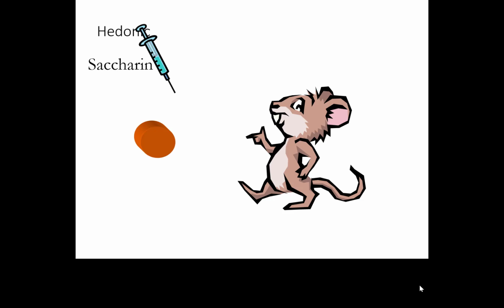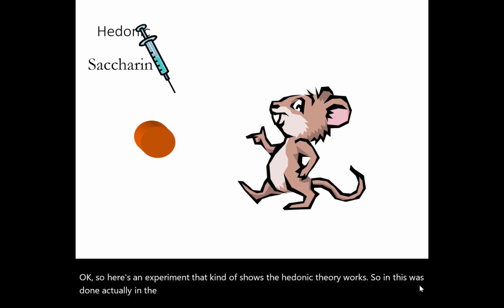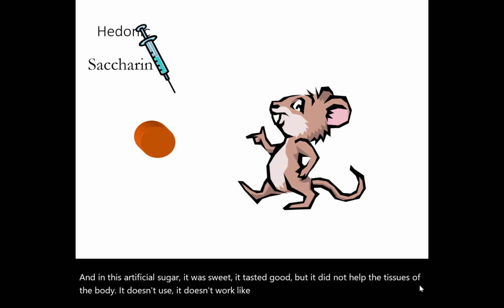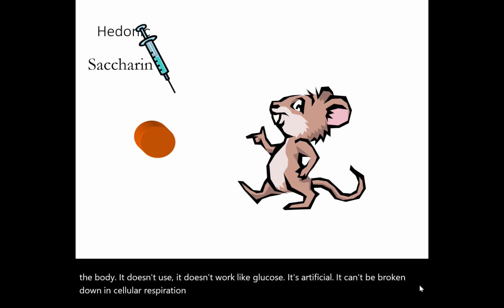Okay, so here's an experiment that kind of shows the hedonic theory works. This was done in the 1960s, but they used an artificial sugar called saccharin. It was sweet, it tasted good, but it did not help the tissues of the body. It doesn't work like glucose. It's artificial. It can't be broken down in cellular respiration and used to make energy. None of that. It just goes through the system. But it tastes good, right?